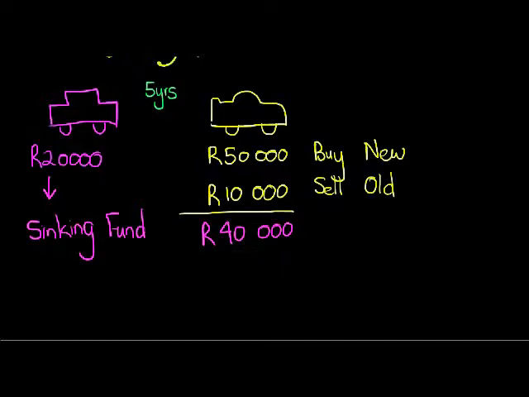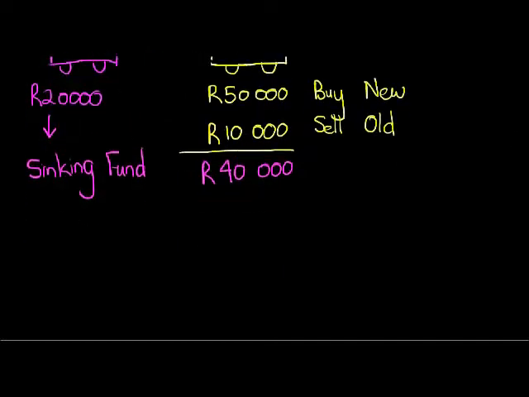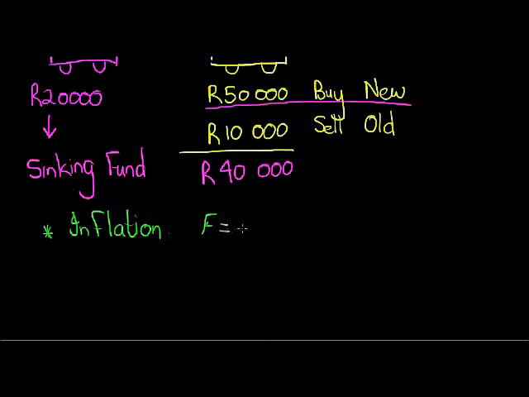Okay, so what are all the elements involved here? Well, first of all, we will have to work out how much I will pay for a new vehicle. So the first thing that is involved is inflation. And for inflation, we use the simple compound growth formula. So the future value is equal to the present value times 1 plus the inflation rate, to the power N. Inflation rate is usually expressed per year, so N would be the number of years that go by.